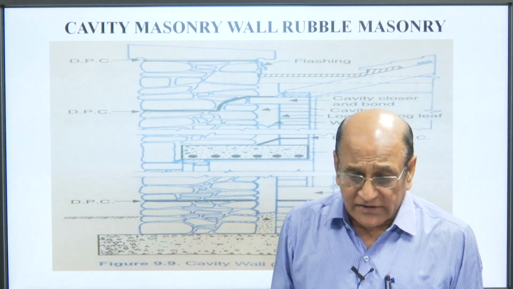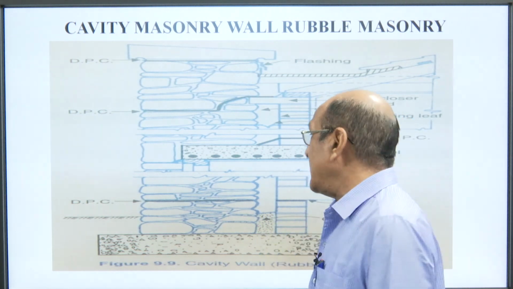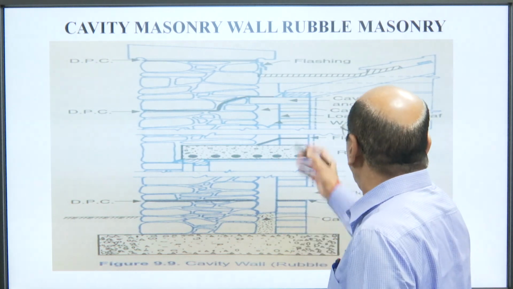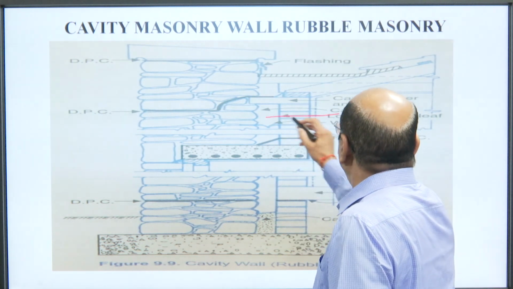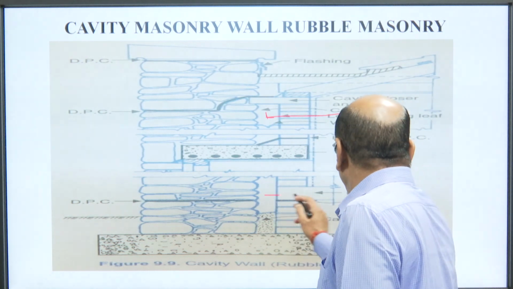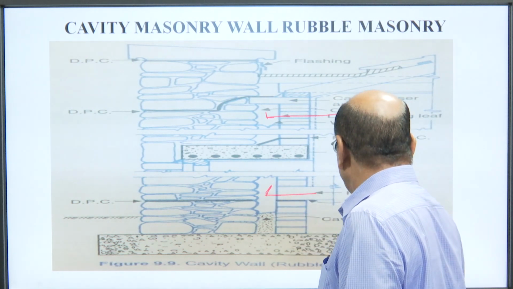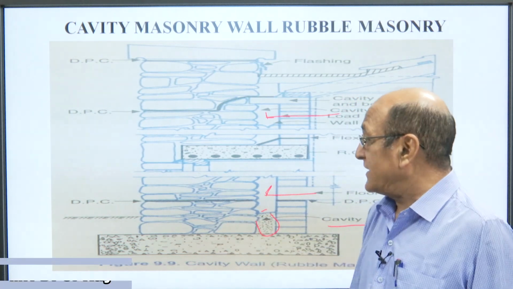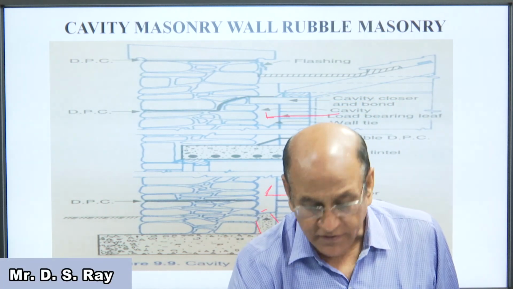This is a cavity wall with RUBBLE masonry. Of course, this is a very rough type of masonry in which a cavity is also provided. You can see here the cavity has been provided, here also there is a cavity, and this cavity is filled by concrete, as we have discussed earlier.